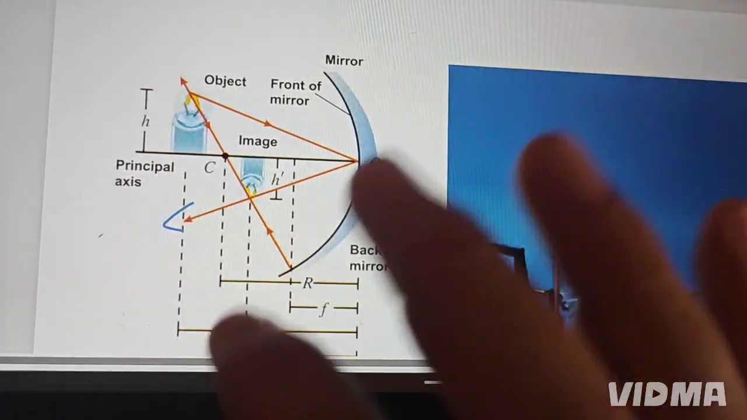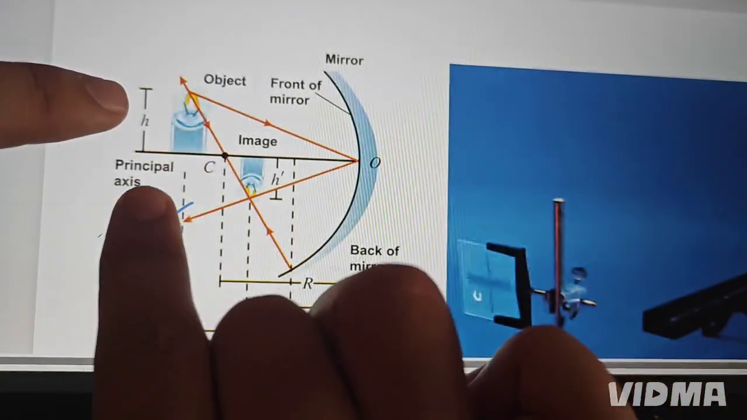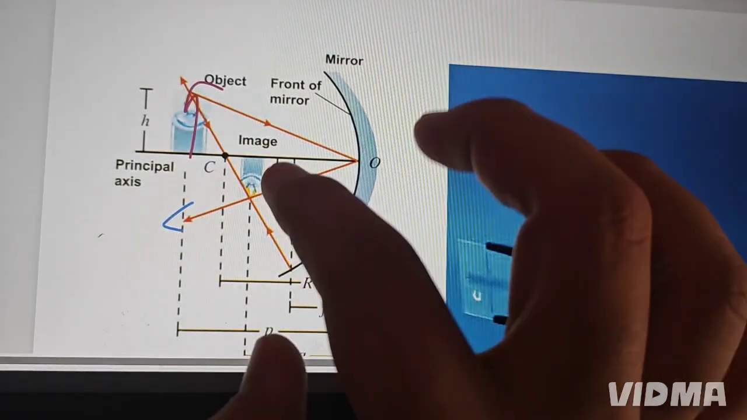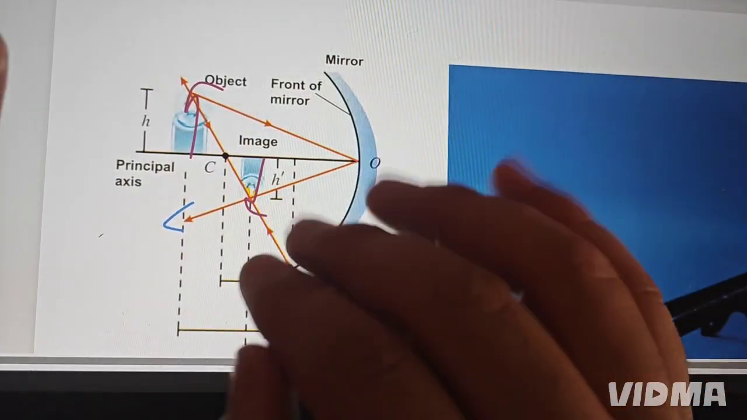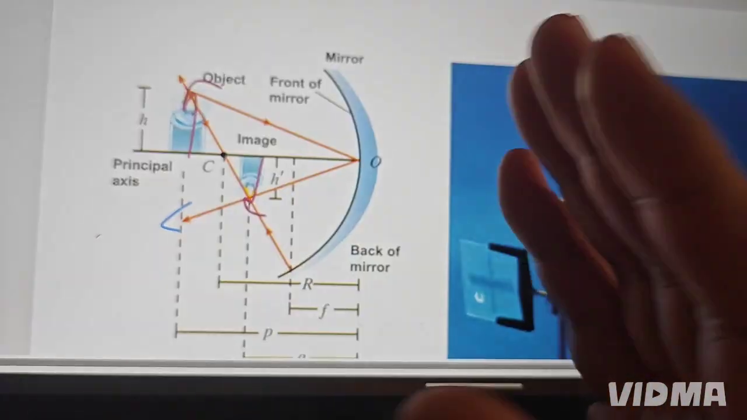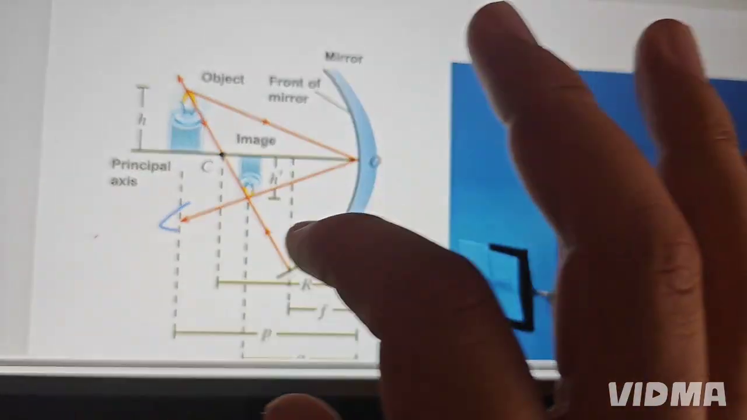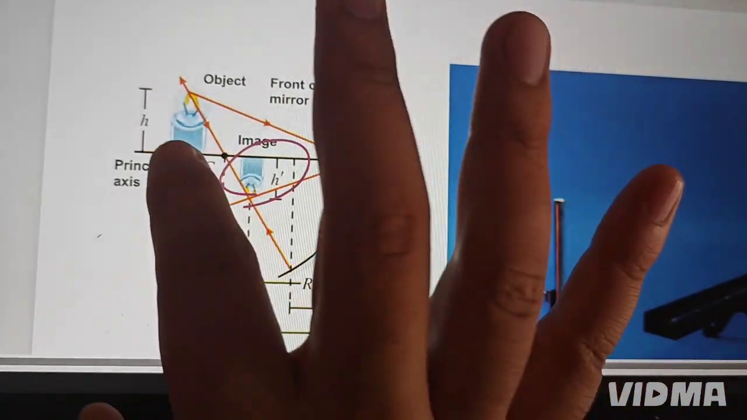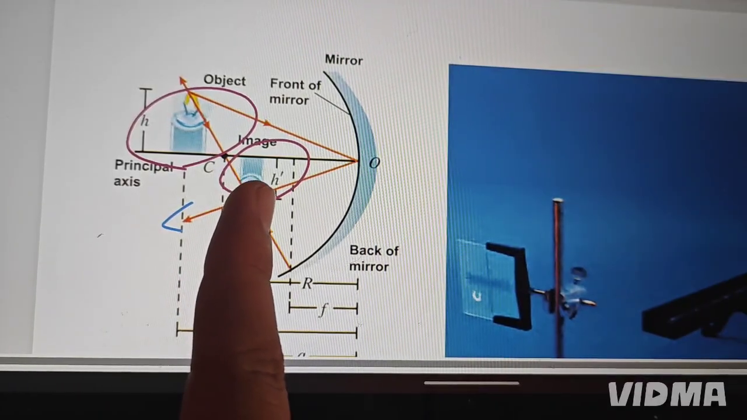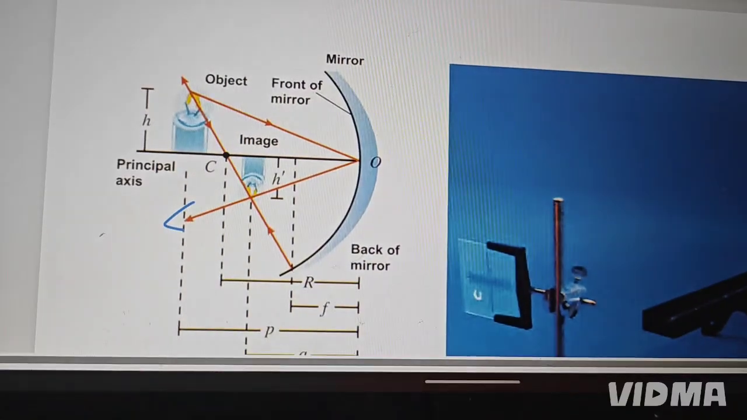If you notice the properties of this image, this is the object. This is a candle, I think, right? This candle direction is to the up, right? But that one is to the down direction. So they are not upright, they are upside down. Their direction is different. This is the first property. The second property, if you notice, the size of this image is totally different than the size of the object. This object size is greater than the image size. The image size is smaller than the object size. So this is the second important property.